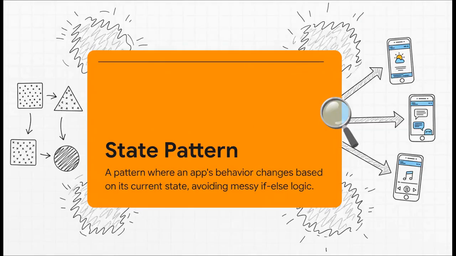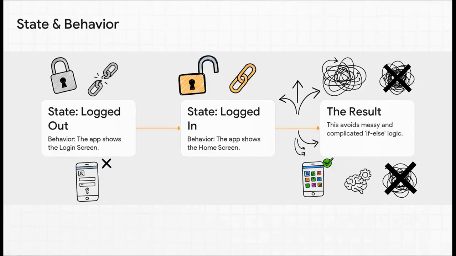So what this pattern really does is let an app totally change how it acts when its internal state changes. To you, the user, it feels like the whole app just swapped itself out for a different one. But really, it's the same code, just wearing a different hat depending on the situation. It's a super clean cause and effect. State is logged out. Okay. Behavior is show login screen. State flips to logged in. Behavior becomes show home screen. And here's the kicker for the people building the app. It avoids this horrible tangled web of if this, then that code. It keeps everything so much cleaner.